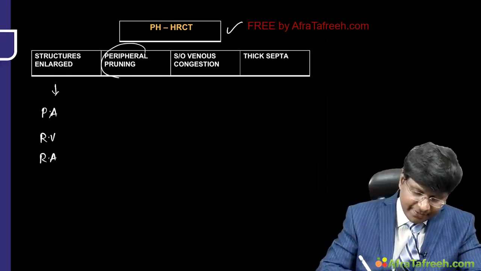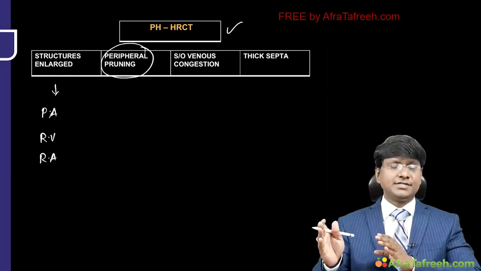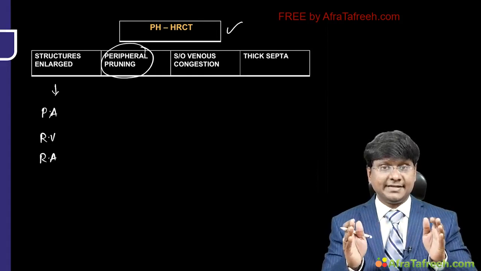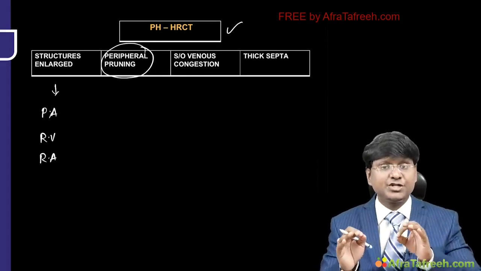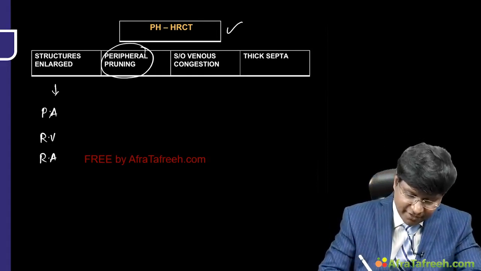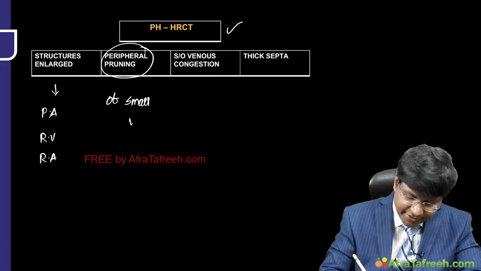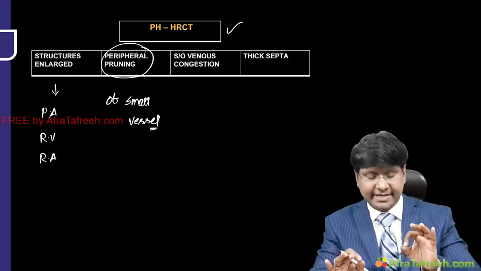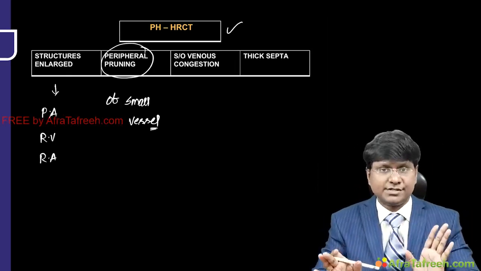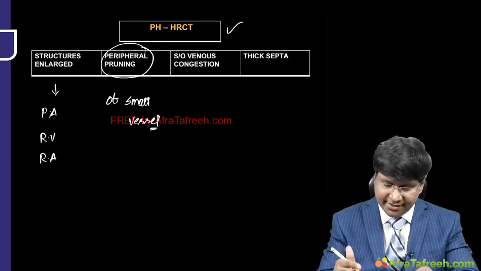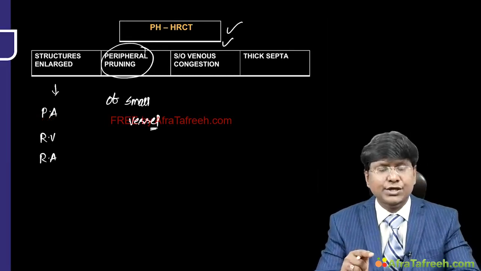And what will happen to the peripheral vessels? Remember, the central pulmonary artery is dilated, but the peripheral small vessels will show peripheral pruning. That means they become attenuated, narrowed, and very small. So in the peripheral vessels there is pruning of the small vessels, but centrally there is enlargement of the main pulmonary artery. And in the HRCT, you will also notice the presence of venous congestion.